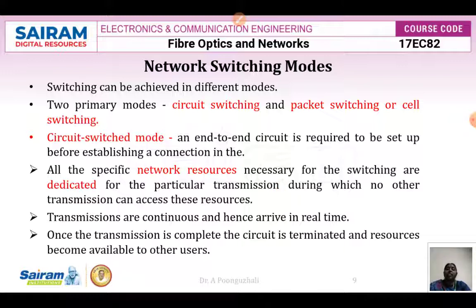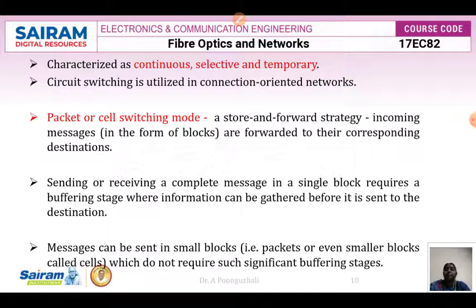So here your transmissions are going to be continuous and arrive in real time. Once the transmission is complete and terminated, the resources will become unavailable for other devices or other users. So we can say that it is characterized as continuous, selective and temporary. Circuit switching is utilized in connection oriented networks.